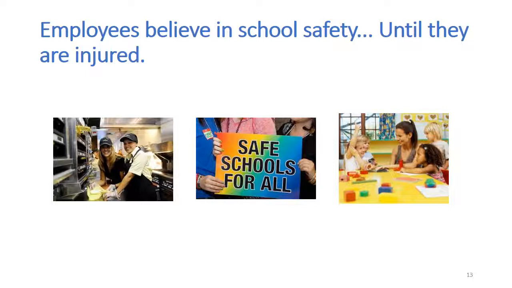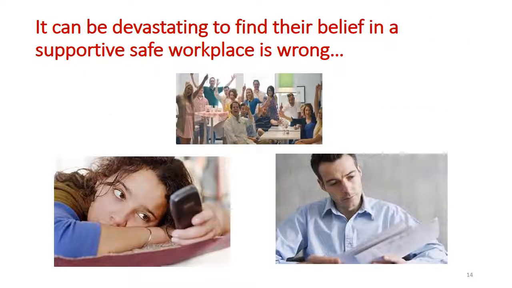Employers must make school safety a reality for all, especially for injured employees. It can be devastating for school employees to find their belief in a supportive, safe workplace is wrong, blocked from returning to work, and the imagined stability of the school environment. Their physical pain is increased by emotional pain and stress. The increasing perception of helplessness sets in and affects marriages, family relationships, overall health, particularly mental health.